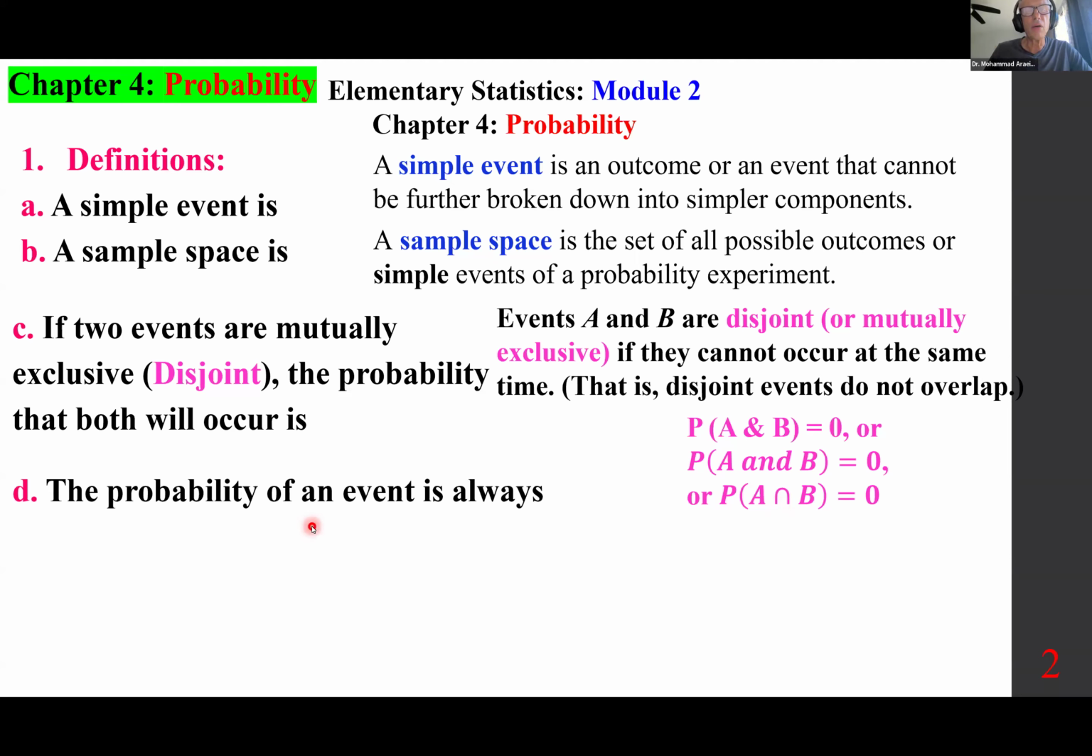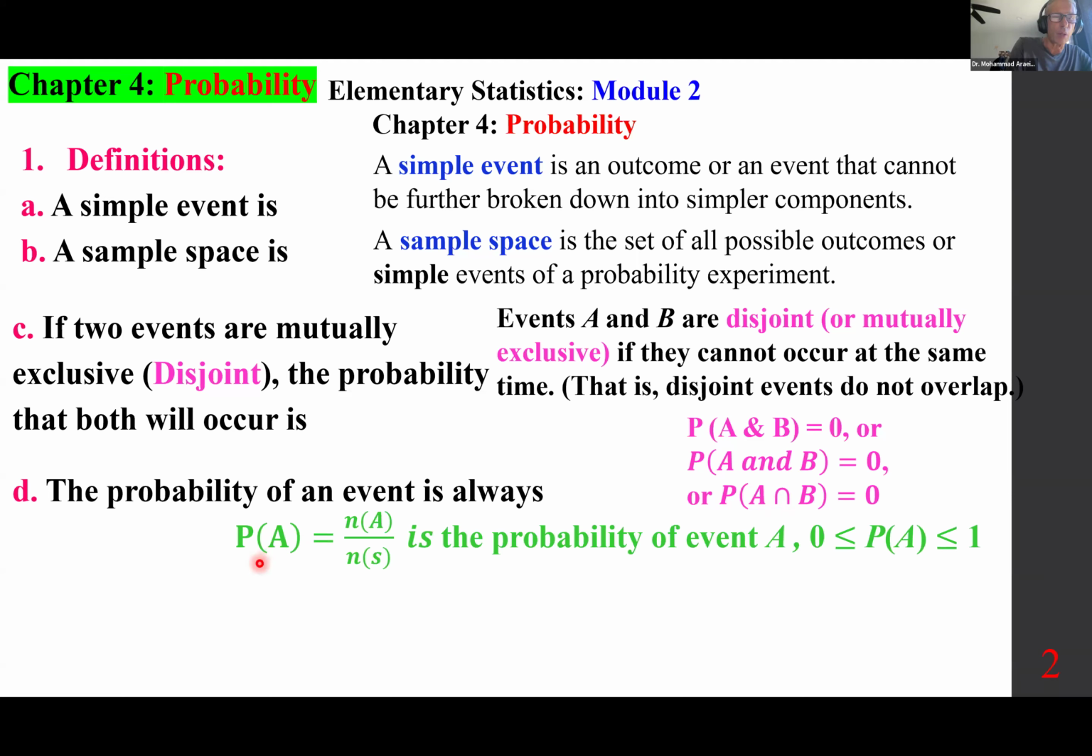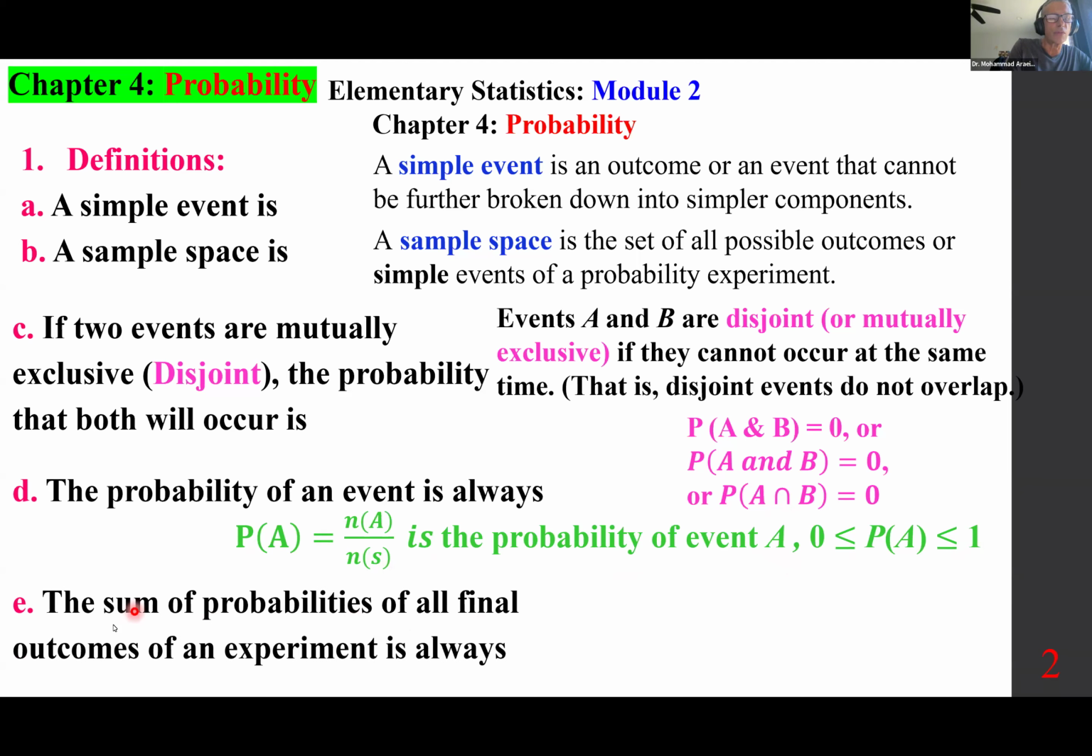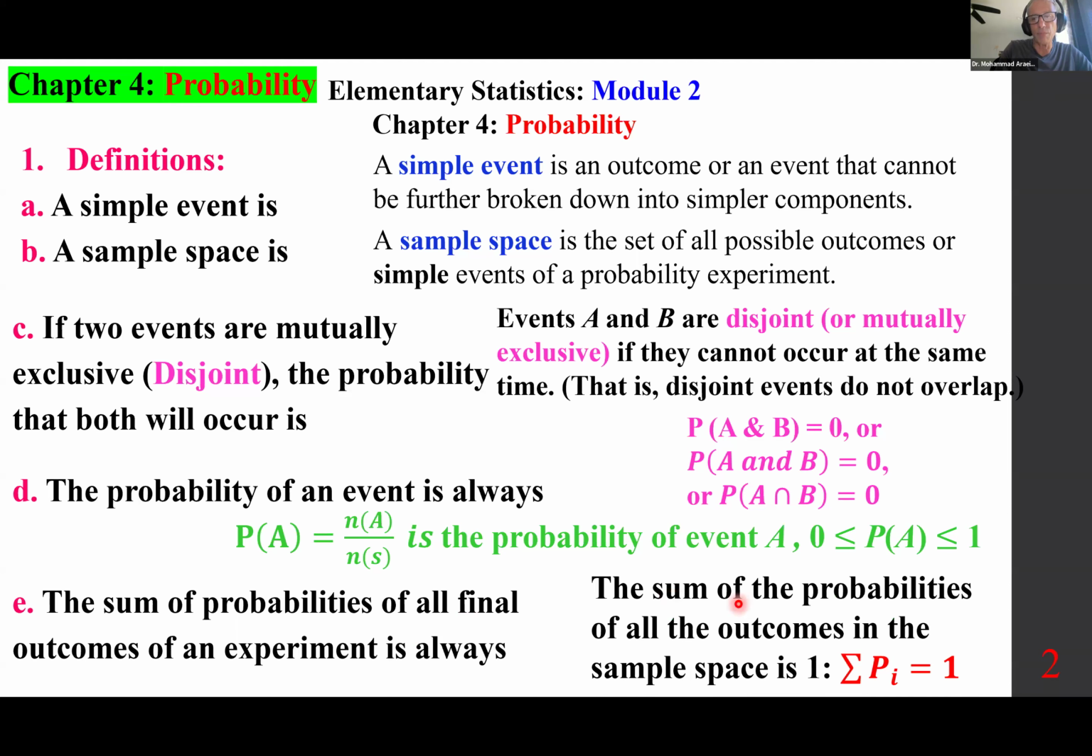The probability of an event is always between 0 and 1. Probability of A is N of A over N of S, and P of A is between 0 and 1. Can it be equal to 0? Yes. Can it be negative? No. Can it be equal to 1? Yes. Larger than 1? No. The sum of probabilities of all final outcomes of an experiment is always 1. The sum of the probabilities of all the outcomes in the sample space is 1. Summation of P sub i equals 1 always.